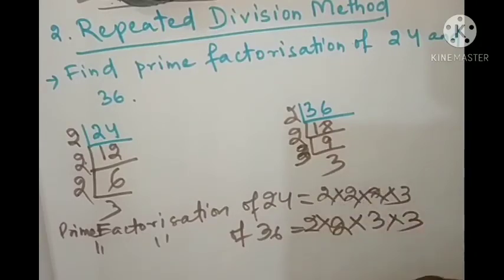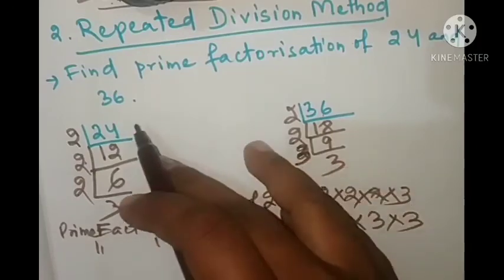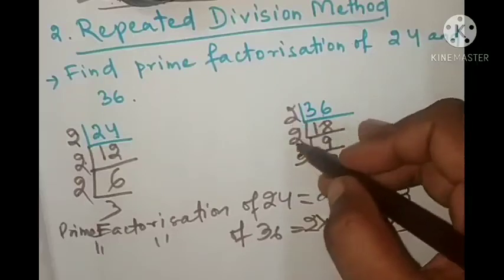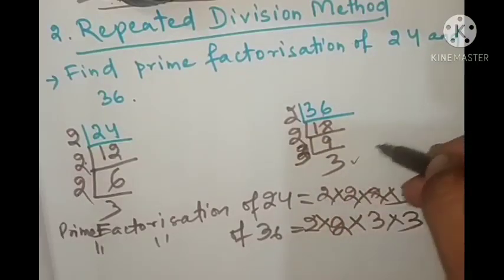So like that you can find the prime factorization of any number. This is the repeated division method. You are dividing repeatedly till getting the last prime number.